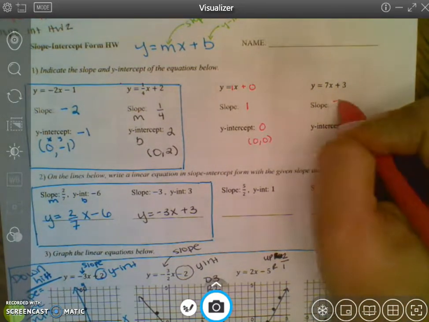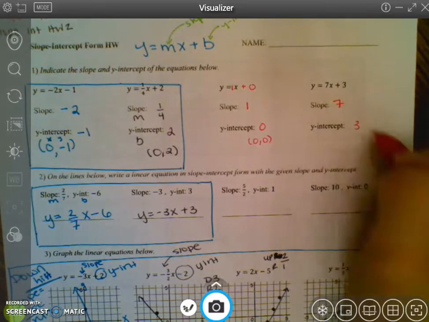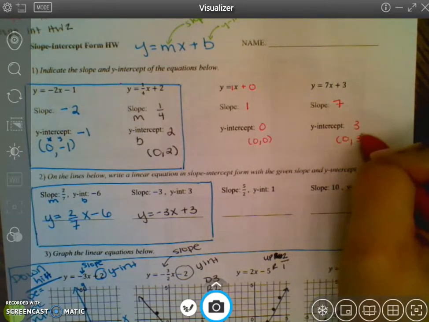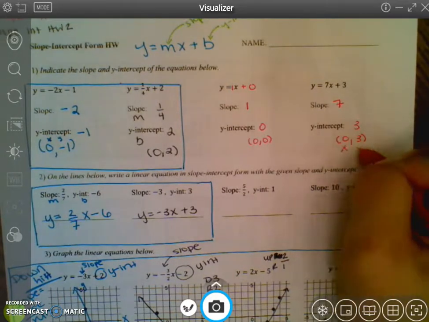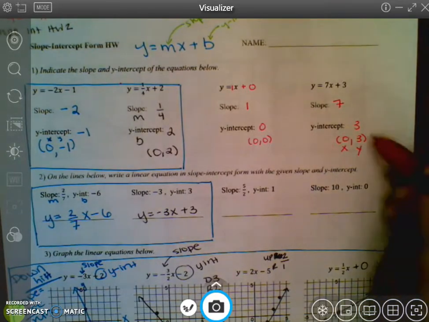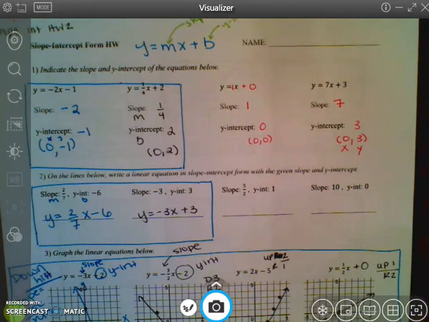Okay, for this one, my slope is a 7 and my y-intercept is a 3, which would be 0, comma 3. Remember, this is the y-intercept and this is x, comma y. So you always write the number under the y section.